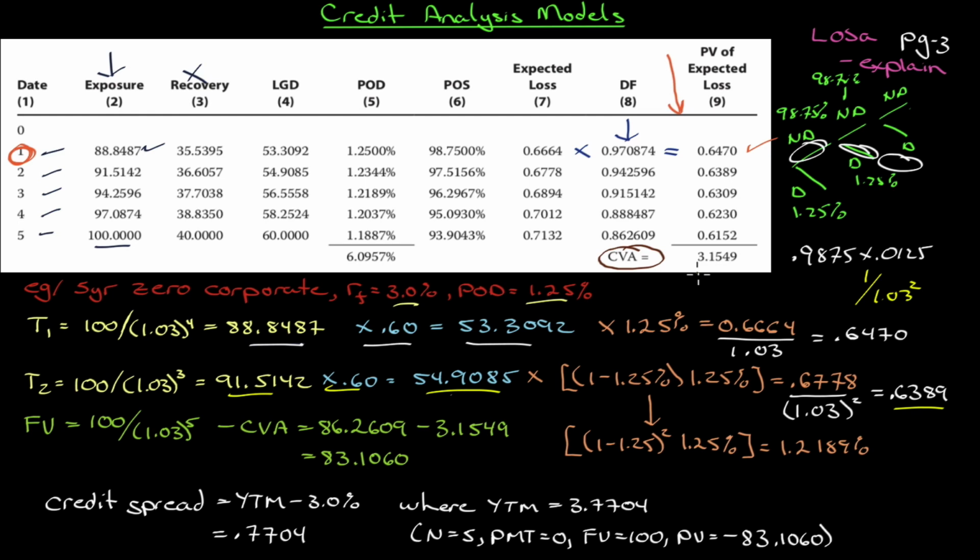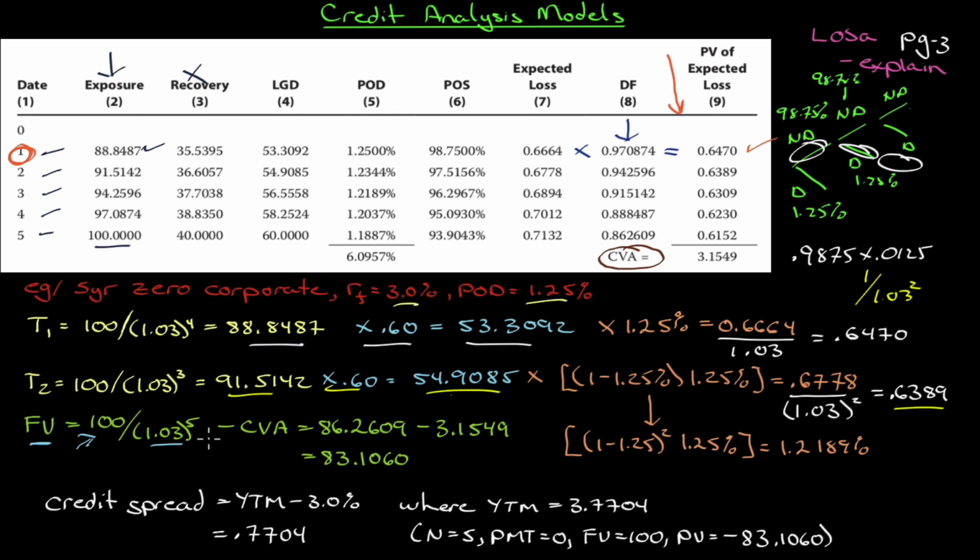That's called the credit valuation adjustment. That's a number that we need. Here's how we use that thing. Let's calculate the fair value of the bond assuming no default. We're going to get 100 in 5 years. We're going to discount it at 1.03 to the 5. That would be the fair value if there is no default.